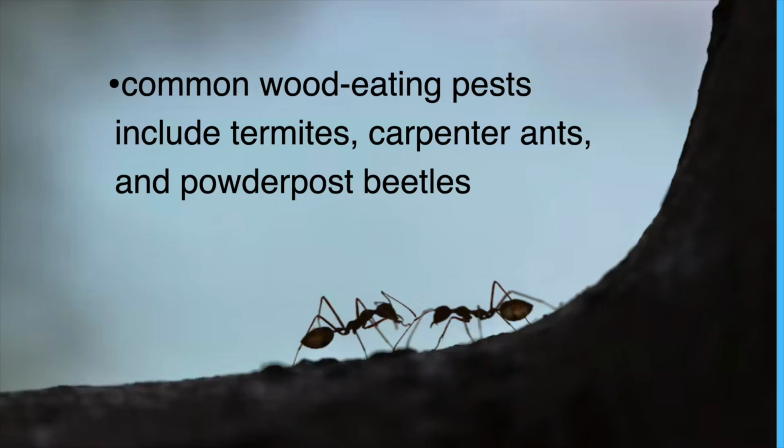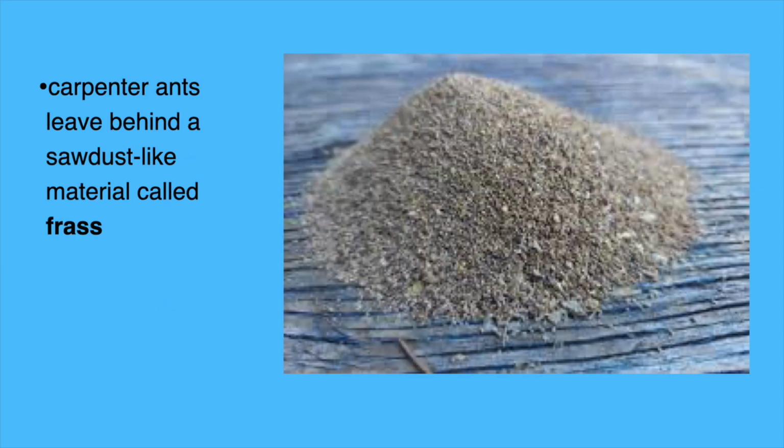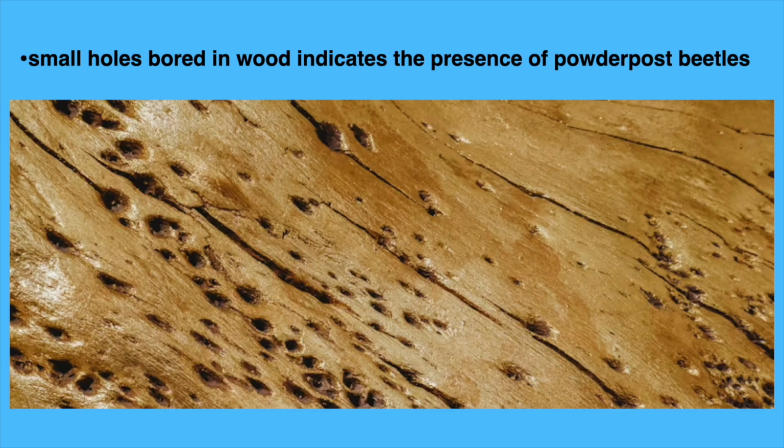Common wood-eating pests include termites, carpenter ants, and powder post beetles. The presence of tiny wings or mud tubes indicates termite infestation. Carpenter ants leave behind a sawdust-like material called frass. Small holes bored in wood indicate the presence of powder post beetles.